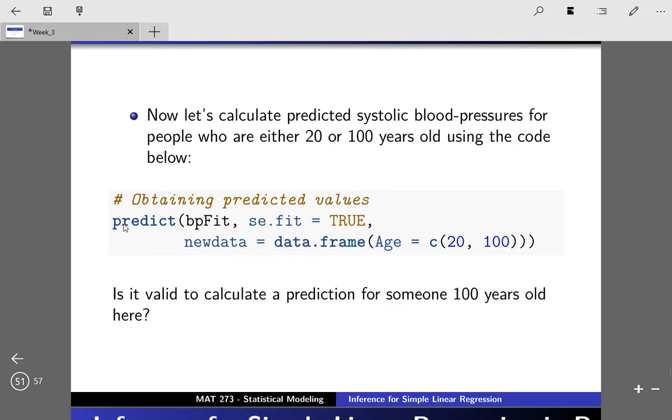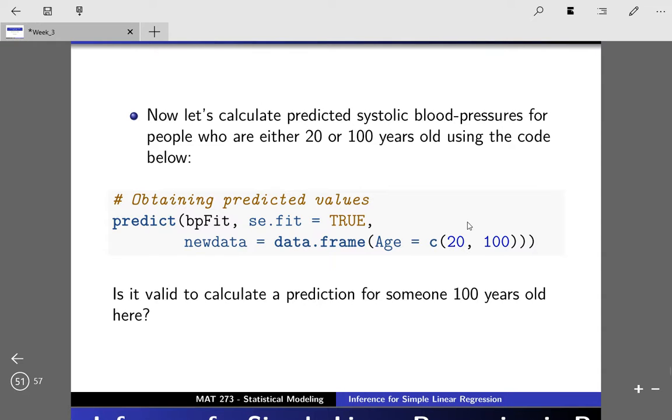And so here's the R code for doing that. But it is good to think about when it's appropriate to make such predictions. So in general, the rule is you should only make predicted values with your model if the new X values that you're using, making the predictions for, are contained in the range of values of your data set.